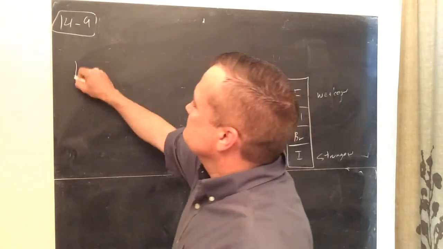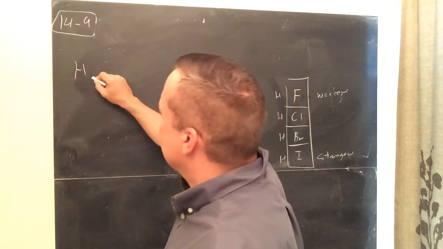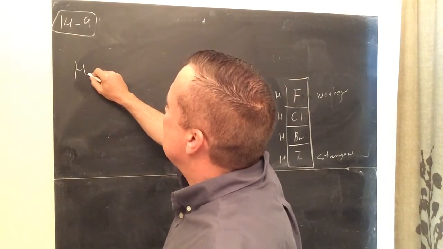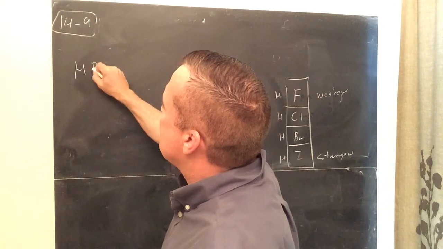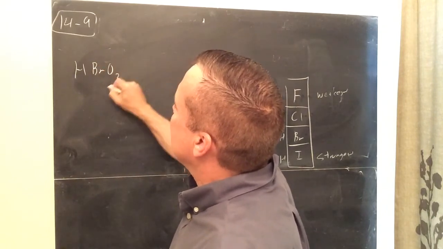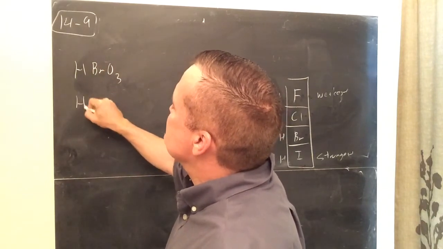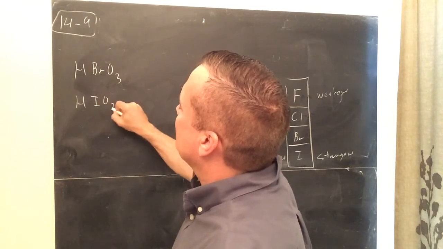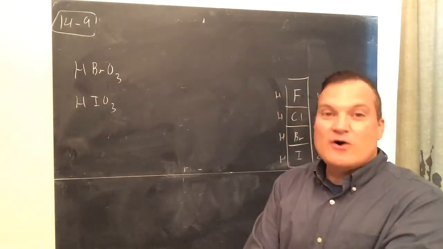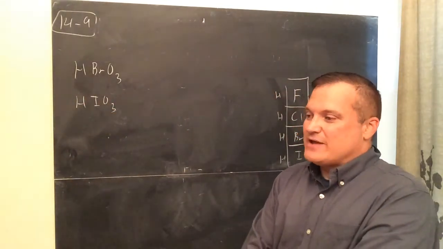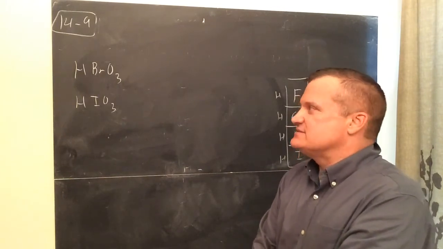H, I didn't put it on here, so I'll make it up now. HBrO3 or HIO3. Which is going to be stronger and which one is weaker? Okay, now for oxyacids, it's interesting.